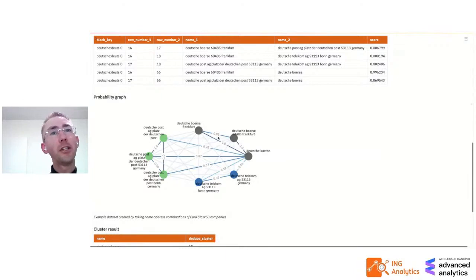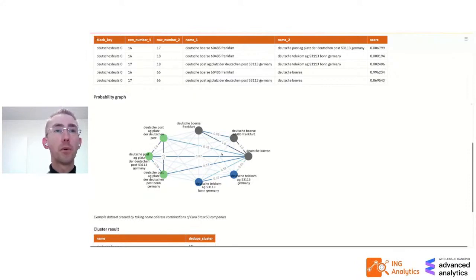Here you see the edges show the probabilities from the logistic regression model. And you see that the algorithm is correctly able to deduplicate the Deutsche Börse strings in one group, the Deutsche Telekom strings in one group, and the Deutsche Post strings in another group. There are some interesting things to have a look at: this Deutsche Post on the top left and this Deutsche Börse have a probability of 0.7 that these are one company. So if you would just apply a threshold on probabilities, you would deduplicate them together.